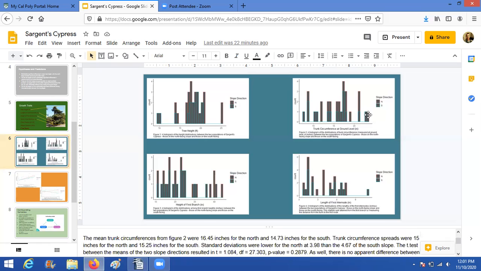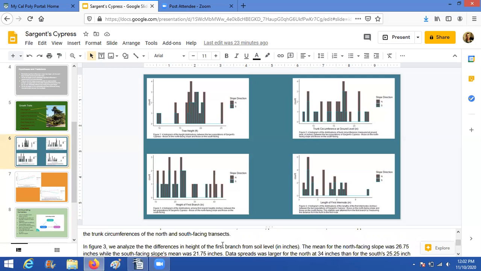The mean trunk circumferences for figure 2 are 16.45 inches for the north and 14.73 for the south. The spreads are 15 for the north, 15.25 for the south. Standard deviations are lower for the north than for the south. We have a p-value of 0.2879. So again, in the ballpark of this one, it's small, but it's not significant. There's no apparent difference between the trunk circumferences in north and south transects.